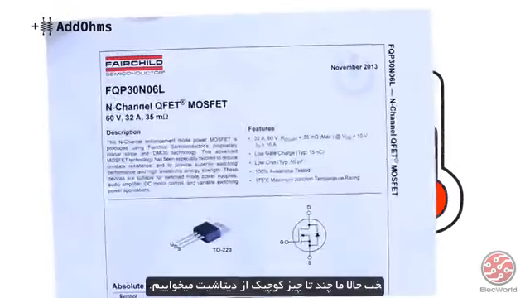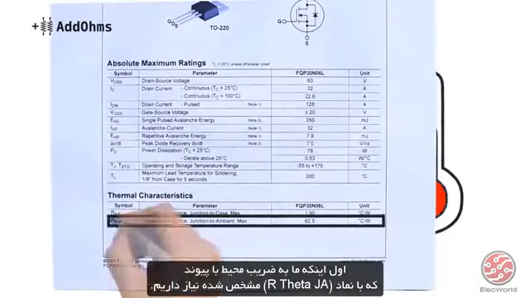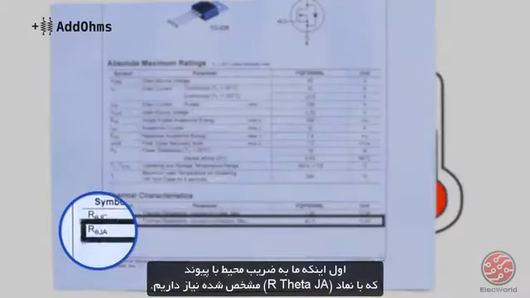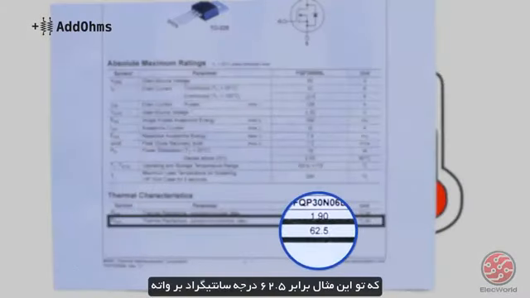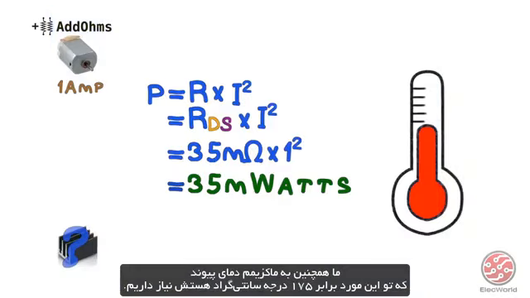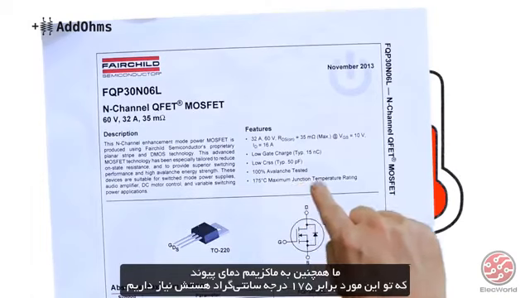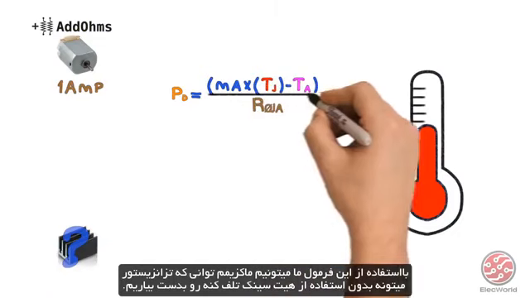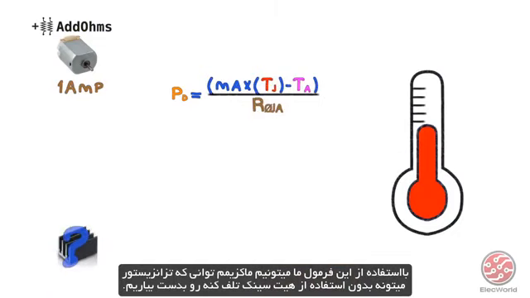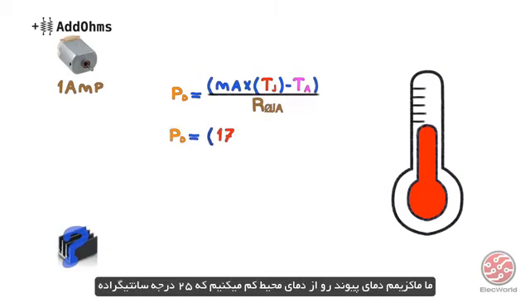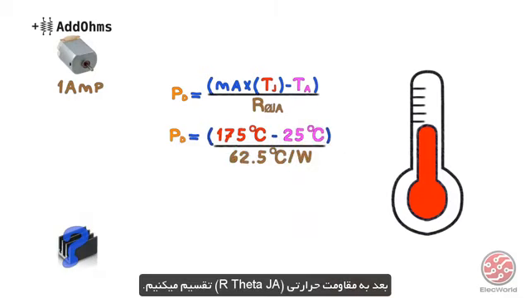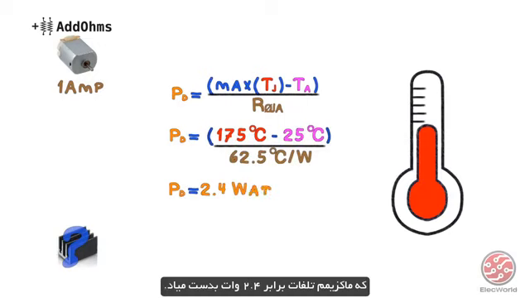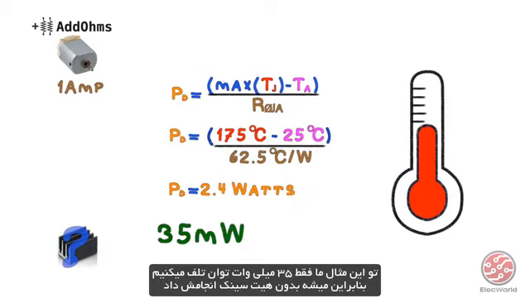Okay, now we need a few more things from the datasheet. First, we need the junction to ambient coefficient, which is R theta JA, and in this case is 62.5 degrees C per watt. We also need the maximum junction temperature, which in this case is 175 degrees C. Using this formula, we can calculate the maximum power the transistor can dissipate without using a heatsink. We take the maximum junction temperature minus the ambient temperature, which is going to be 25 degrees C, and divide by the thermal resistance. This gives a maximum dissipation of 2.4 watts. In our example, we are only dissipating 35 milliwatts, so we're safe to operate without a heatsink.